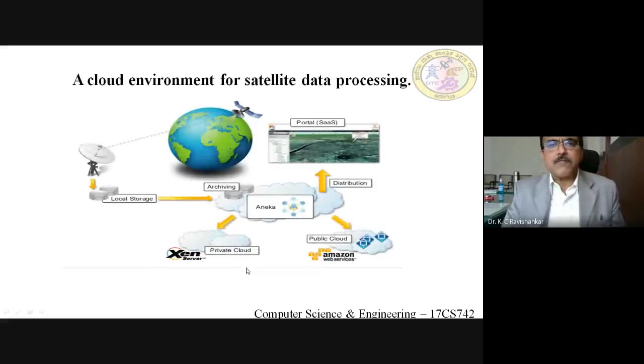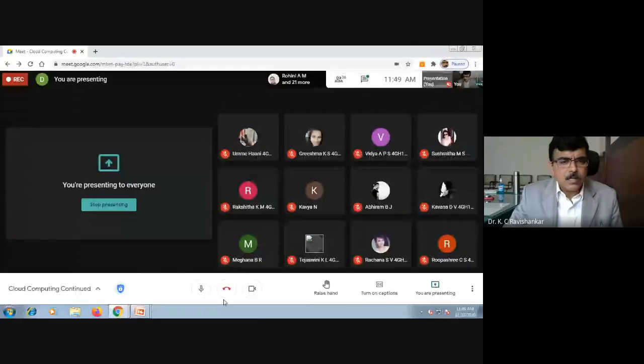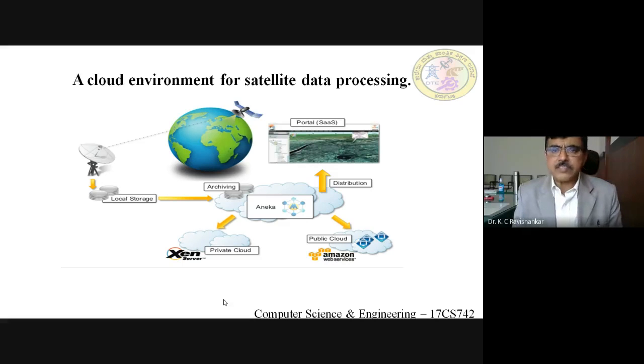So the cloud environment for satellite data processing, which has been given, is self-explanatory. You can easily see local storage is there. In the geostations, there is a station like MCF. There is a satellite which is monitoring, and SaaS, software as a service, is there to do the simulation, emulation of a realistic picture, where you can take the image and then do the processing.